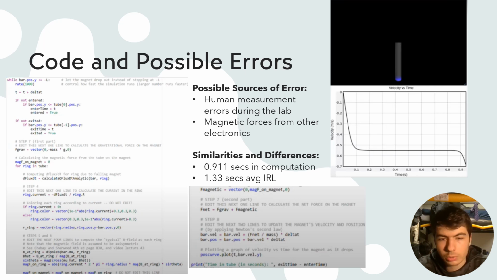So there's clearly some sort of difference that's being caused here. And so some possible sources of error that I thought of is just human error, that being the timing that we're measuring with, or how we drop it and how we're holding everything, stuff like that. There could also be other magnetic forces from other electronics around the area, such as phones, computers, as we did this in a place with a lot of computers. Maybe that's affecting it. That's why the computation is so far off the real life.